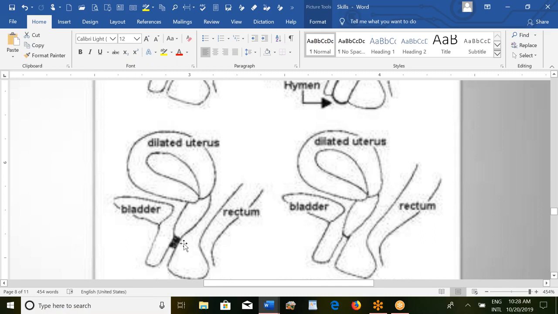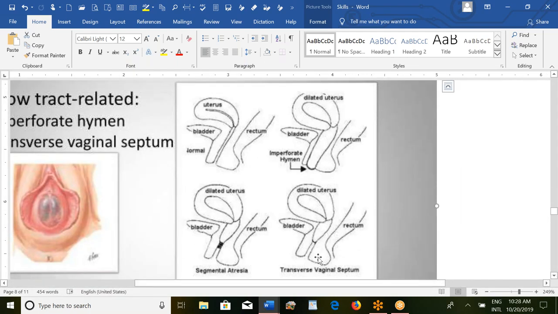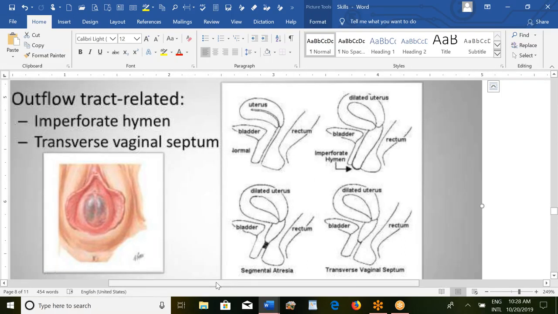Then here you can appreciate another blockade. If it is like this, then you will say there is segmental atresia, because as we know, initially the vagina develops as a solid cord, and then by the 5th month of embryological life, there will be free canalization. So if you see a bigger blockade, you will say this is segmental atresia. If you see just one line, that is a septum. This is a transverse vaginal septum, Dr. Aisha. It can be longitudinal also.